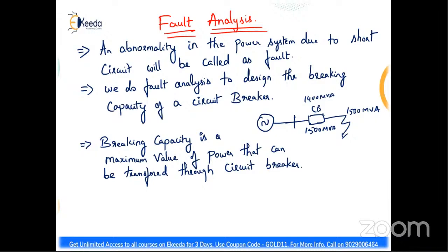So what is the maximum value? It depends upon the designing of the breaking capacity. We can design the circuit breaker for 1000 MVA, so that will be the maximum value. If you design the circuit breaker for 1200 MVA, that will be the maximum value. That is the maximum power we can transfer through the circuit breaker. That is called as what?